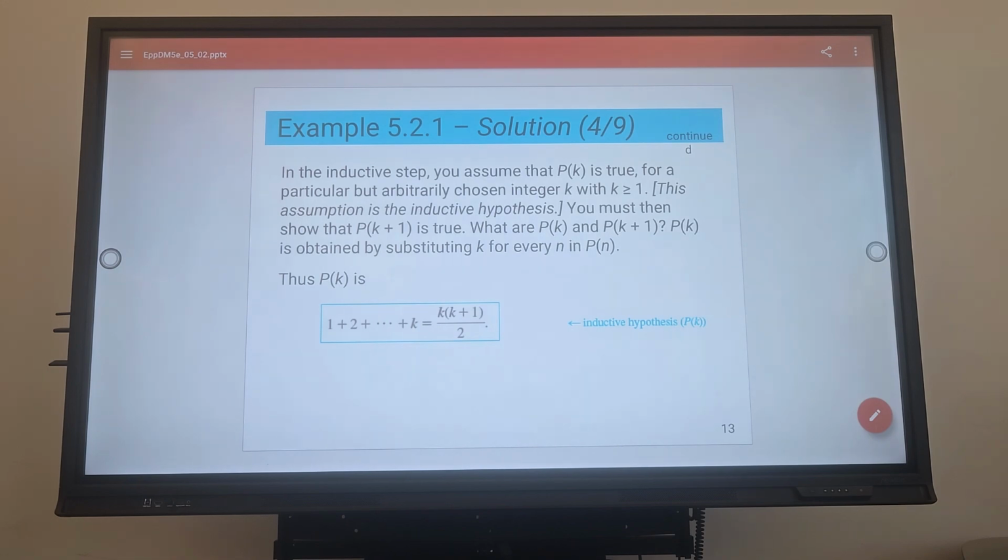This assumption is the inductive hypothesis. You must then show that P(k+1) is true. What are P(k) and P(k+1)? P(k) is obtained by substituting k for every n in P(n).